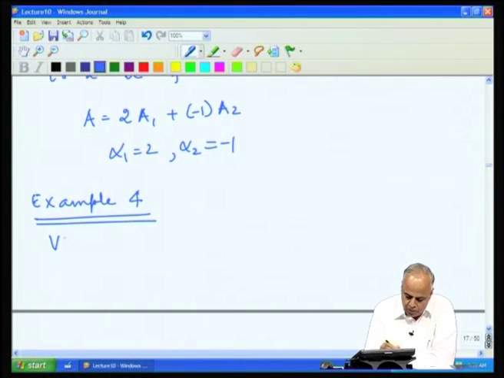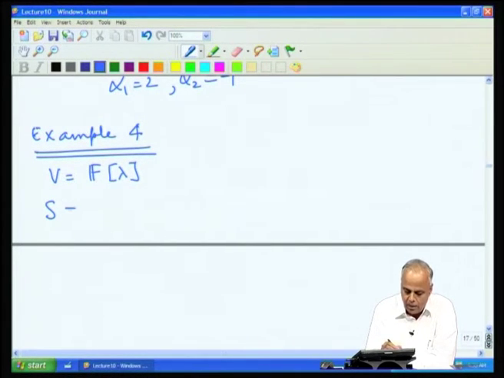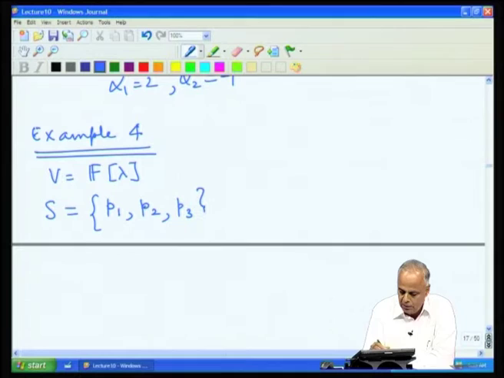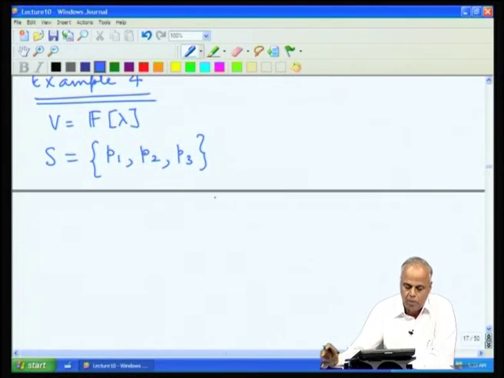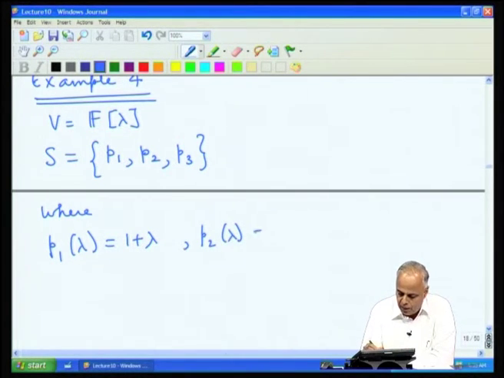Let us look at the vector space V to be the vector space of polynomials in the variable lambda. Let us look at a finite set. We should have vectors in V, but vectors in V are polynomials. So, we will say P1, P2, P3. Let us take a finite set of 3 vectors, that is 3 polynomials, where P1 is the polynomial P1 of lambda equal to 1 plus lambda, P2 is the polynomial P2 of lambda equal to 1 minus lambda, P3 is the polynomial P3 of lambda equal to 3 plus lambda.